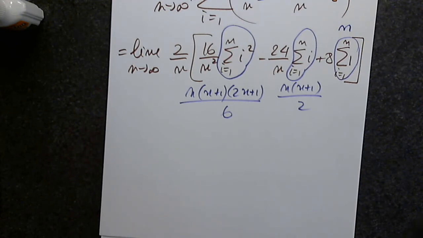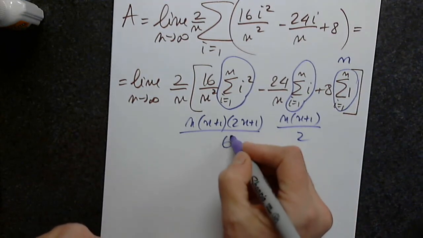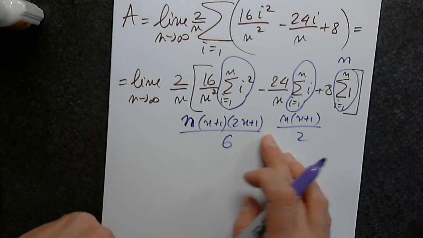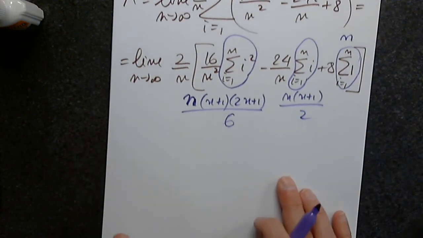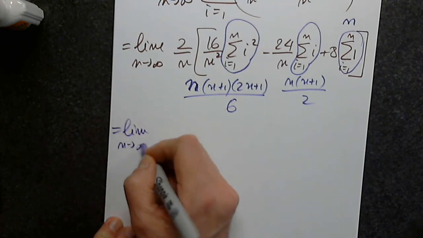Yes? So for the sum of i squared, the fraction has 6 in the denominator, so it's n times n plus 1 times 2n plus 1 over 6. Okay. And this one is n times n plus 1 over 2, and this one is just n. Is this okay?